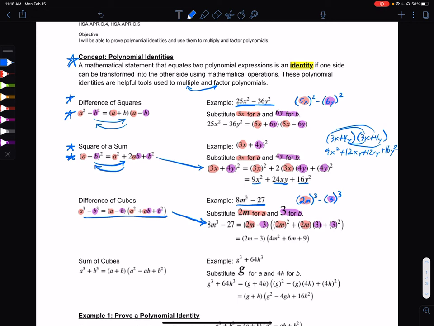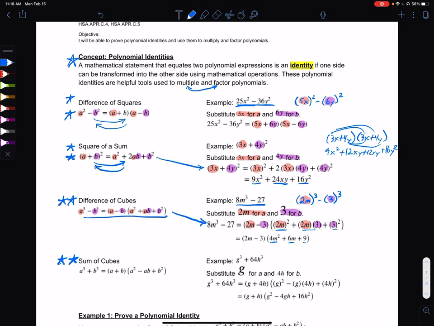Once you simplify that, the 2m minus 3 pretty much stays the same. 2m squared would give us this 4m squared. 2m times 3 is 6m, and 3 squared is 9. These are the ones where you're really going to want to know them. They're going to save you a significant amount of time, this difference and sum of cubes.